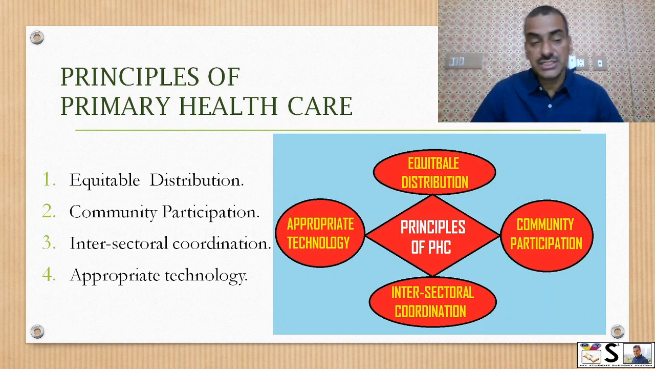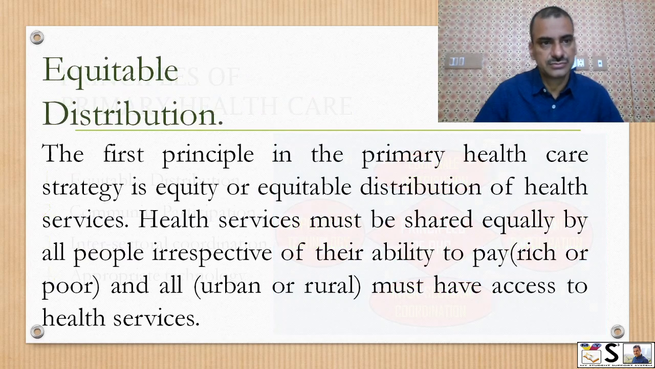What are the principles of primary health care? There are 4 principles of primary health care. These are equitable distribution, community participation, inter-sectoral coordination, and appropriate technology. Now we will discuss these principles one by one.